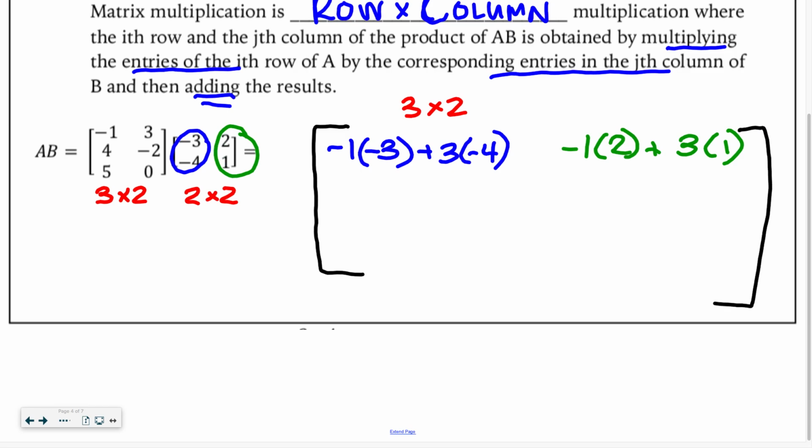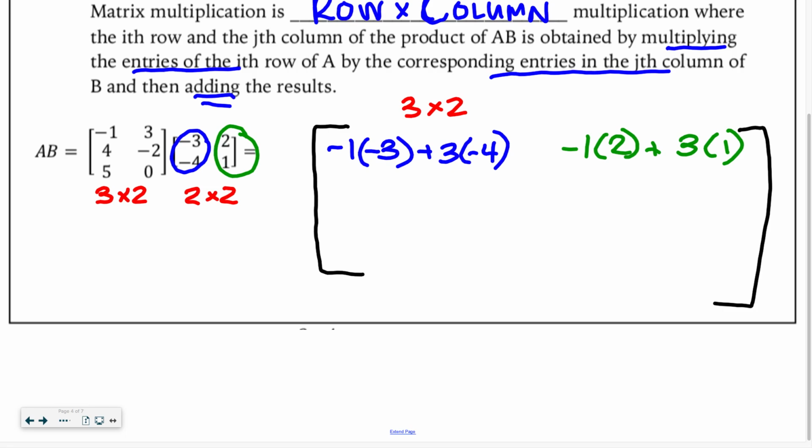So when you multiply the first row by the first column, you get the first row, first column entry in your answer matrix. When you multiply the first row by the second column, you get your first row, second column entry of your answer matrix. Now, I'm going to go down to my next row. Okay, so I did everything I could with -1 and 3. Multiplied it by column 1, multiplied it by column 2. Now I'm going to go pick up for 4, -2.